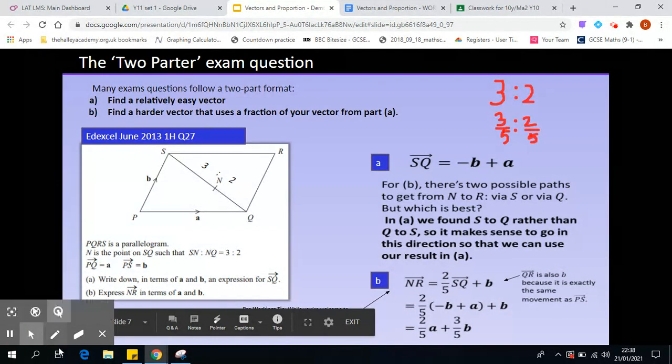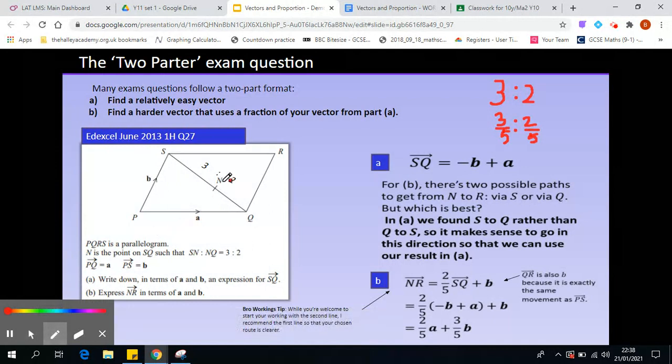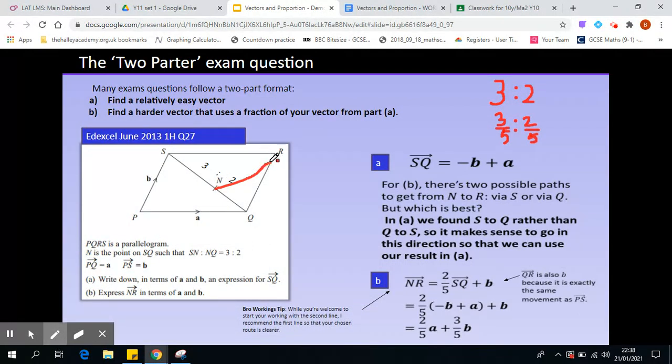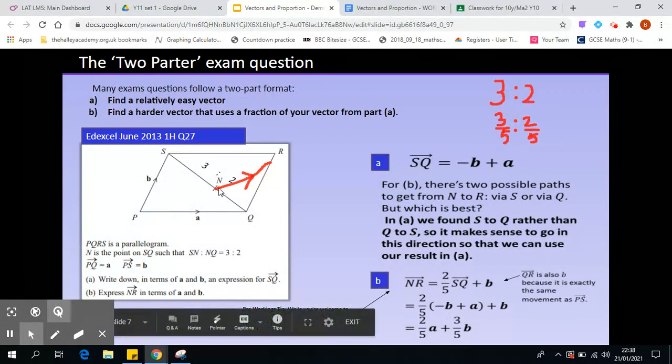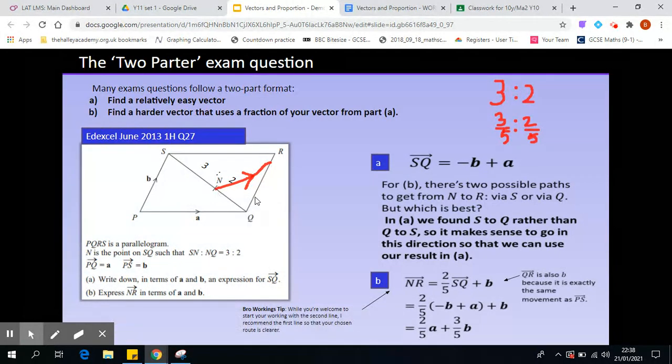Vector N to R, do forgive the crooked line. You could use a ruler to draw straight lines. Now N to R would be N to Q plus Q to R. That's one of the easiest routes.